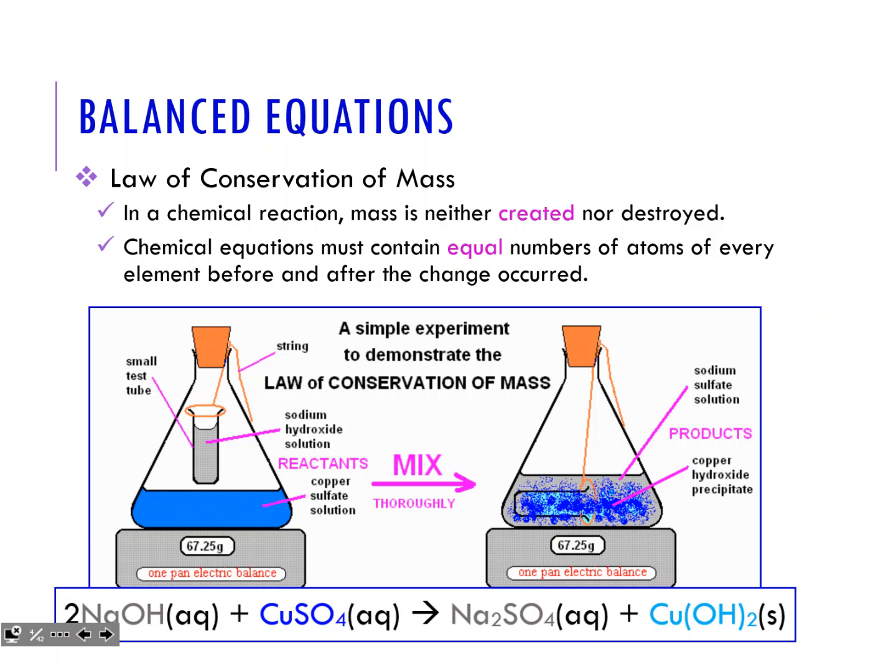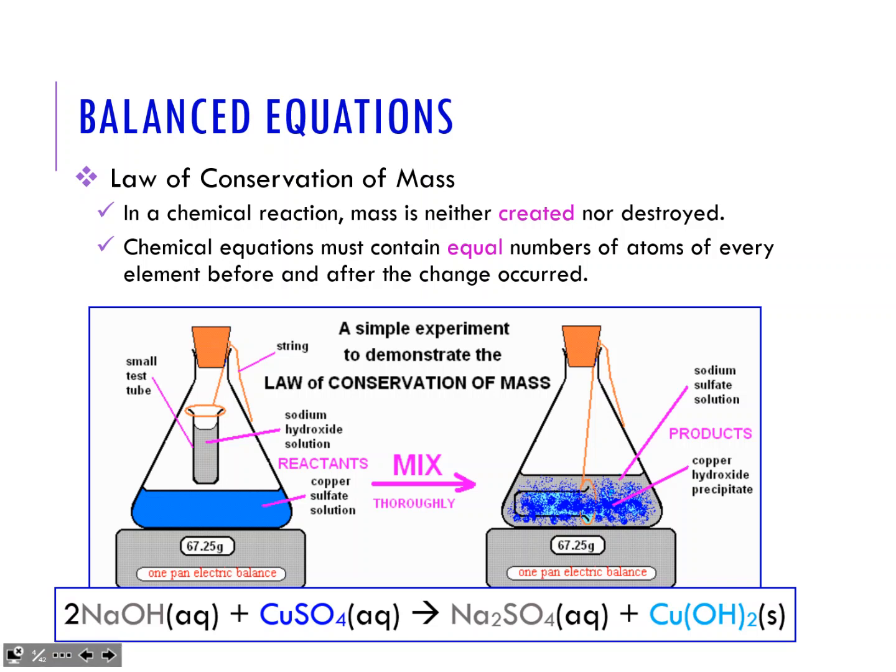Now, the law of conservation of mass, of course, is the reason why balancing is done. You cannot create or destroy matter. It is not created nor destroyed. It is just altered, bonds breaking, bonds forming, sometimes not even altered in terms of the chemical composition. If we're talking about a phase change, you're just going from the solid form to liquid or liquid to gas. However, chemical equations must contain equal numbers of atoms of the element before and after the change occurred.